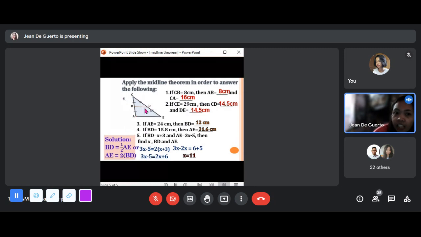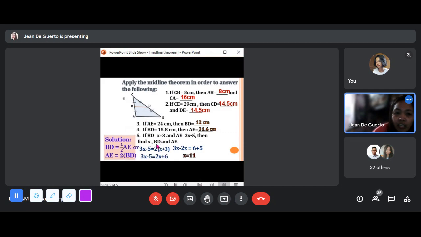If it's just the midpoints, for example if we look for CB or CD, they are equal to the other half of the other part of the midpoint. It is either you multiply it by 2 or divide it by 2. Which is almost the same as BD and AE, but they are not congruent. Okay, take note that they are not congruent.